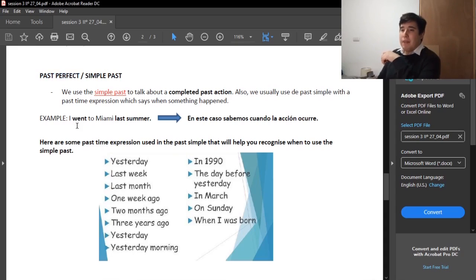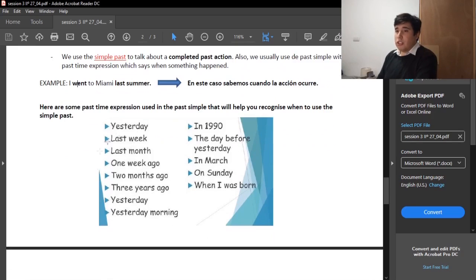I went to Miami last summer. Last summer is telling me exactly when you went to Miami. Aquí, la expresión de tiempo last summer me está diciendo exactamente cuándo fuiste a Miami. No fue ayer, no fue hace 2 semanas, no fue en diciembre, fue last summer. Exactamente, ¿ok? Por eso esta oración es simple past, ¿ok?